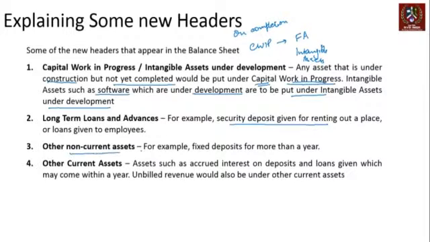Other non-current assets could include things like fixed deposits for more than a year. So if the company has made an investment, which could be a fixed deposit kind of an investment, and that's for more than a year. Other current assets could be assets such as accrued interest on deposits. You deposit something in the bank, there's accrued interest which you have not yet taken out. Loans given which may come within a year. Unbilled revenue would also be under other current assets, essentially, right?